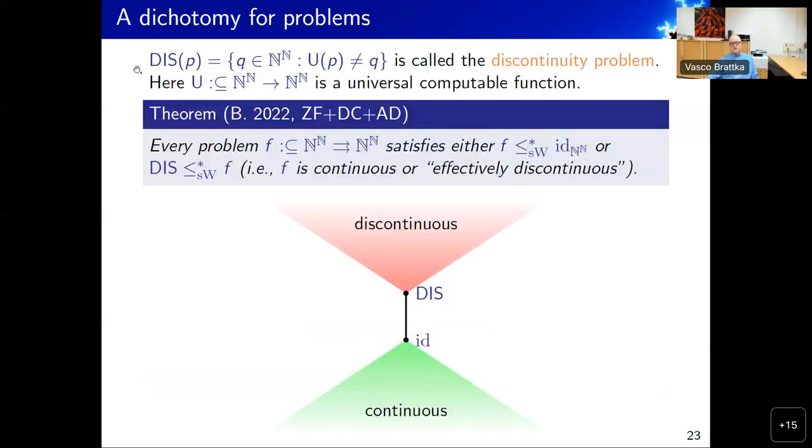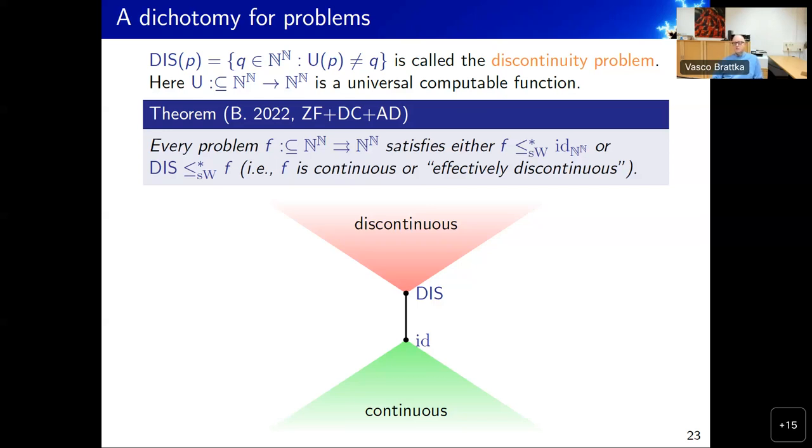And so I was able to find such a problem, which I call the discontinuity problem, and it has a very simple definition, namely U is a universal computable function here. And the task is, given some input P for this universal function, find some output Q which is different from the output of U. So that sounds very trivial, but you have to keep in mind that U is a partial function. This inclusion symbol here indicates that this is a partial function. And so if P is not in the domain of U, then any Q would be allowed as an answer. And if P is in the domain, then, well, any answer is allowed except the output of U. And that makes the problem discontinuous. So there's no continuous solution for this problem.